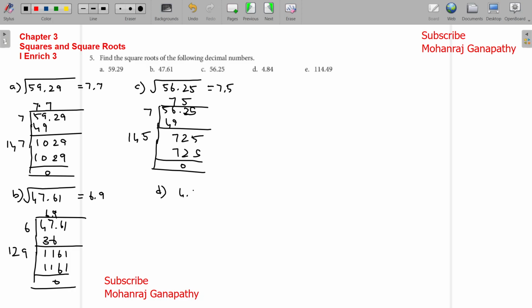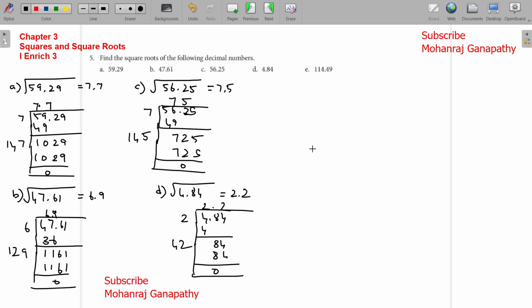D. 4.84. 2 2s are 4. 84. Point. 2 2s are 4. 4 2s are 8. Our answer is 2.2.